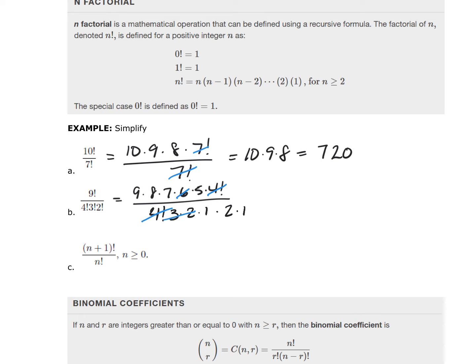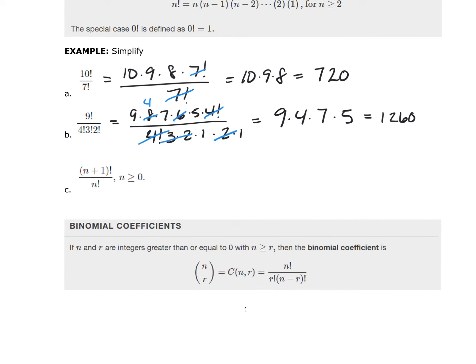3 times 2 is 6, so that cancels out. And then 1 times 1 is not going to do much, and 1 times 2 is just going to give me 2. So I can cancel this 2 with that 8, giving me 4. What I'm really left with is 9 multiplied by 4 multiplied by 7 multiplied by 5. Then it is just a matter of getting my calculator out. 4 times 5 is 20, so I don't have to do that part on the calculator. Then I'm going to do 9 times 7 on my calculator, and what I get when I'm done is 1,260.